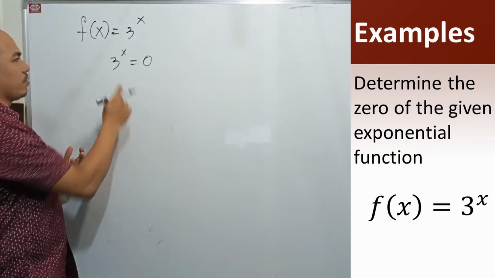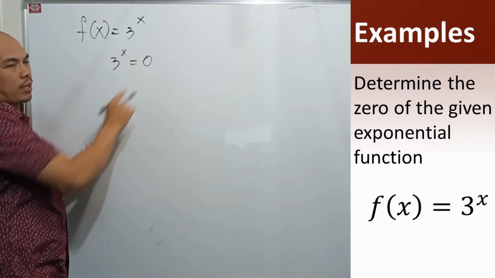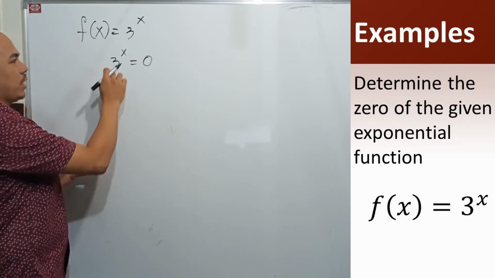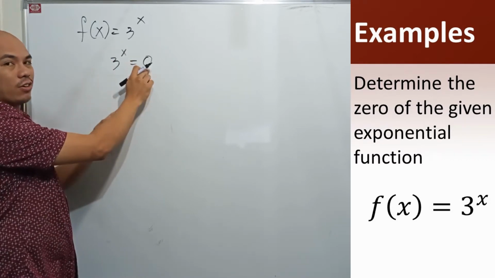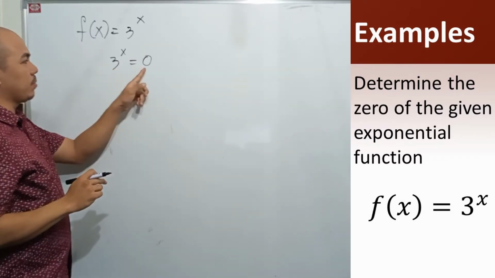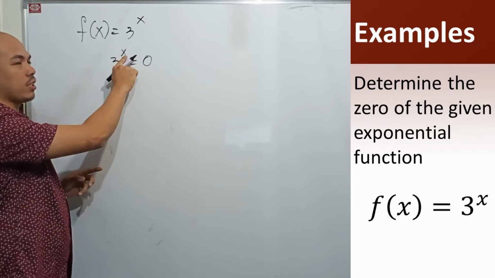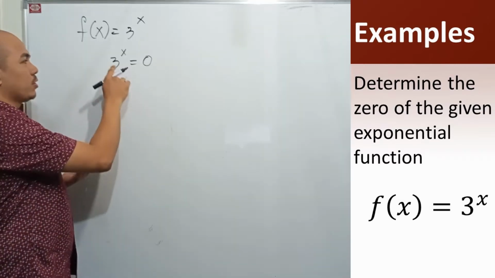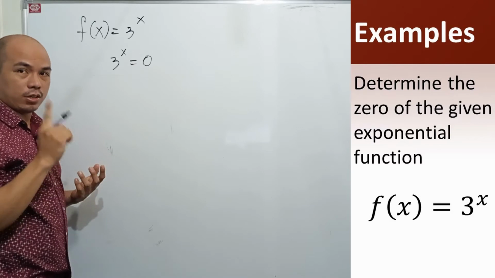Ngayon, hahanapin natin ang value ni x na kapag i-evaluate natin, ang result dapat ay 0. Since dun sa given natin na function, wala tayong makikita na real value ni x that will make our function 0. Kahit gawin natin 0 ang x, 3 raised to 0, that is 1, di ba? We are going to review the laws of exponents. So 3 raised to 0 is equal to 1.